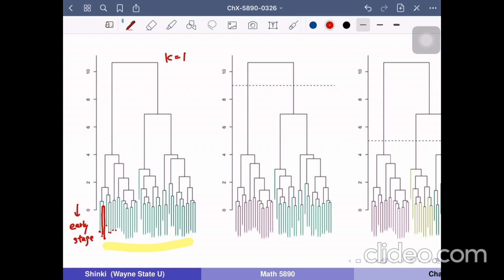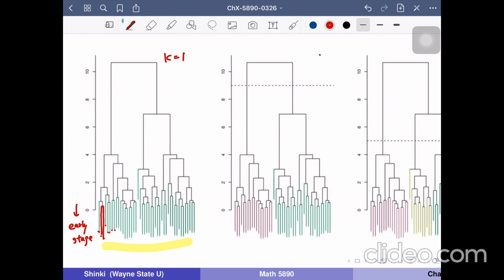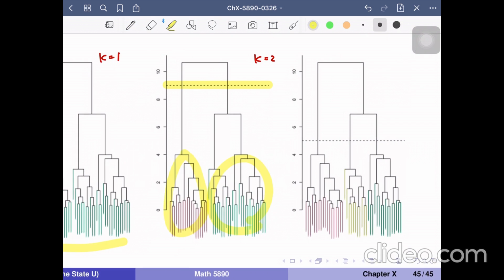The second graph is the same as the first one, but if we want to decide k is equal to 2, then we can use this threshold. In this way, this is one cluster and the other is another cluster. If we want to have k equal to 3, then we can use this threshold. So this is one cluster, this is another, and this is another. You can certainly see this green cluster and this light green cluster are more similar compared to this purple cluster.